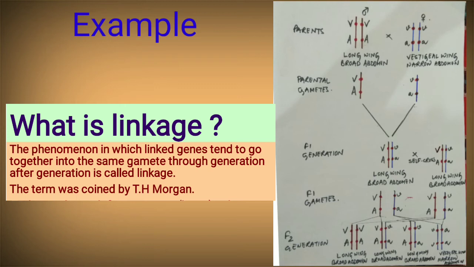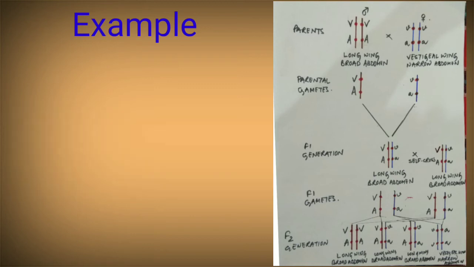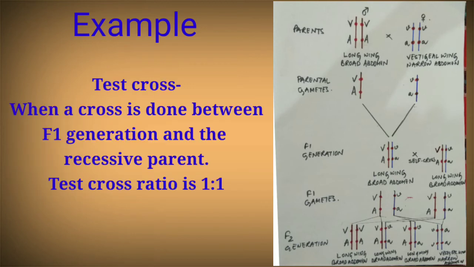Now in order to test it, again T.H. Morgan performed the test cross. Now what is a test cross? When a cross is done with the F1 hybrid with again the recessive parent. Here the recessive parent is the vestigial wing and narrow abdomen parent.